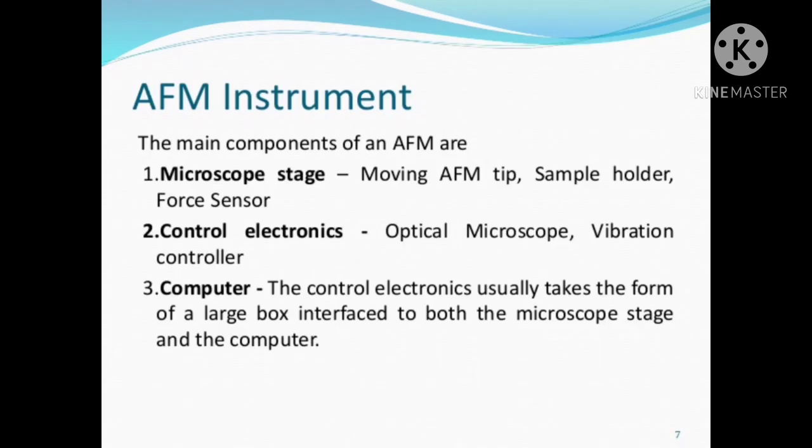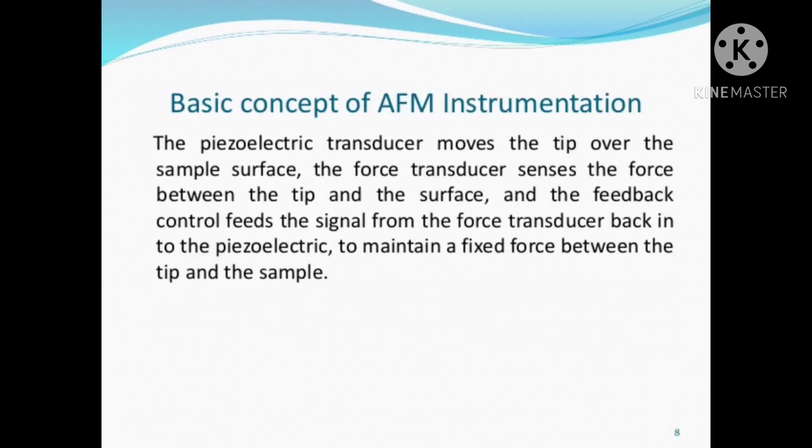The next is the AFM instrument. The main components of an AFM are the microscope stage, control electronics, and computer. The microscope stage includes the moving AFM tip, sample holder, and force sensor. Control electronics is the second one: controller electronics, optical microscope, and vibrational controller. Third is the computer. The control electronics usually takes the form of a large box interfaced to both the microscope stage and the computer.